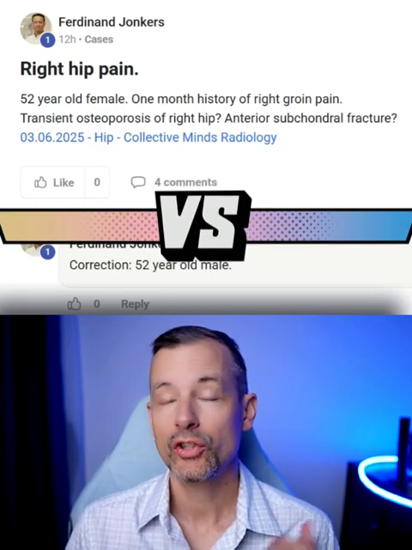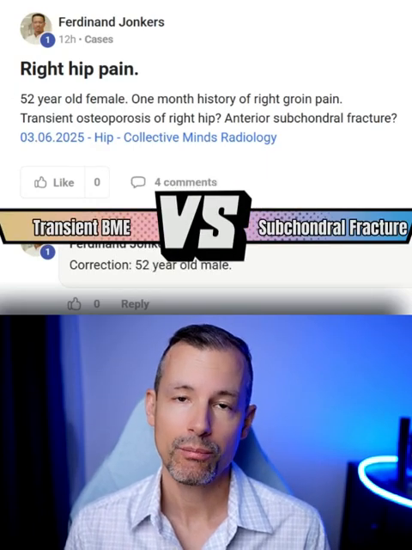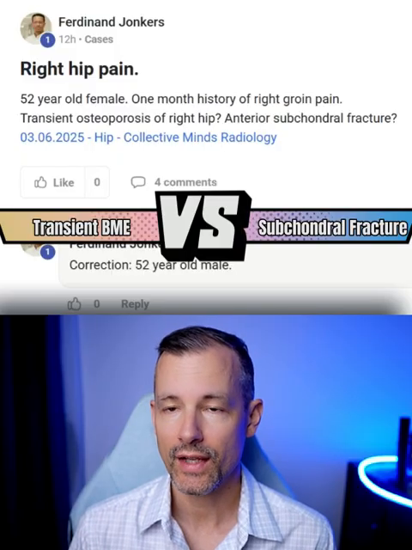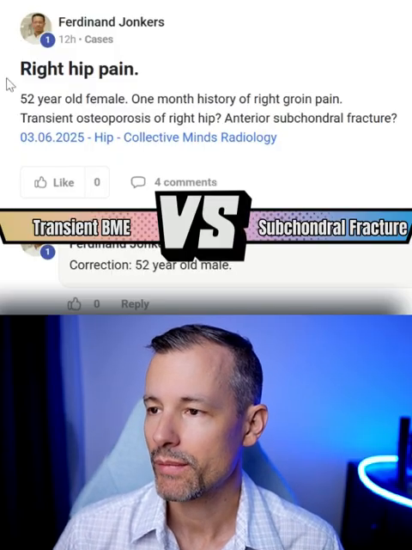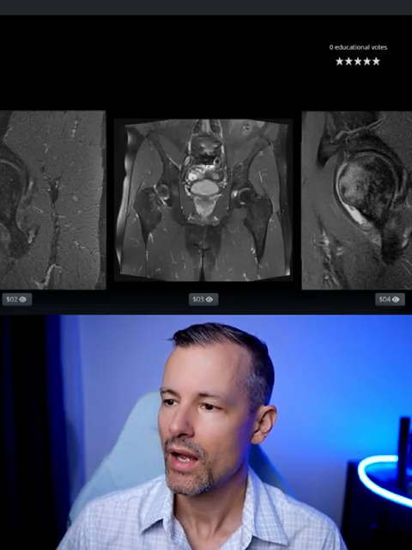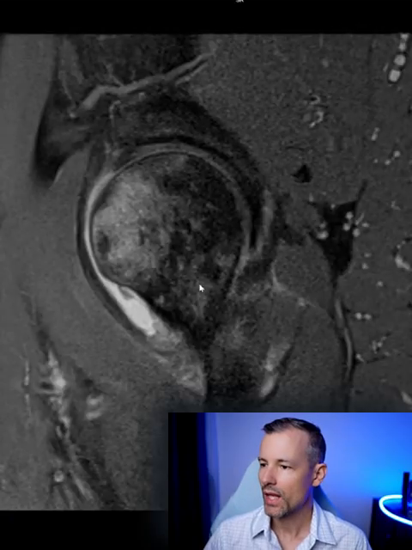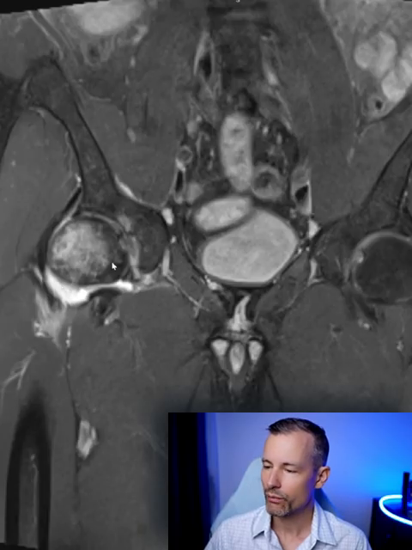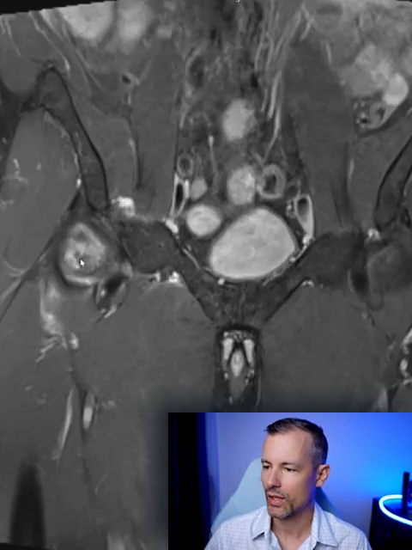So let's talk about transient osteoporosis of the hip, or transient bone marrow edema syndrome, versus subchondral fractures and AVN. This is a case submitted by Ferdinand in the virtual MSK fellowship. He posted this case and we can nicely see the images here. And when you look at the case, you can immediately see there is an extensive bone marrow edema in the anterior aspect of the femoral head on the right side.